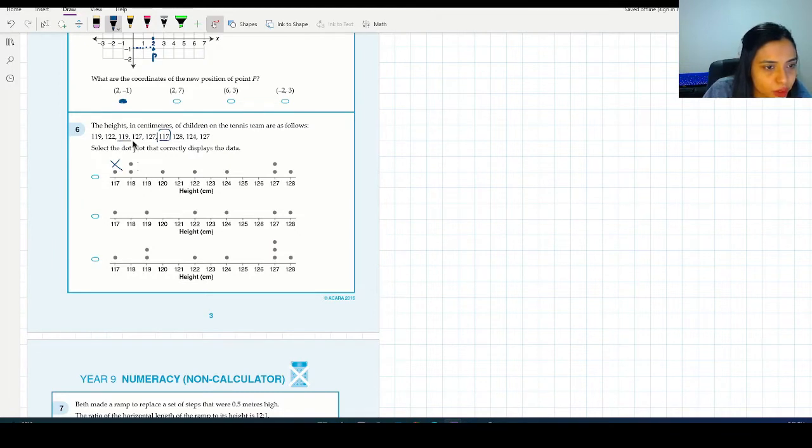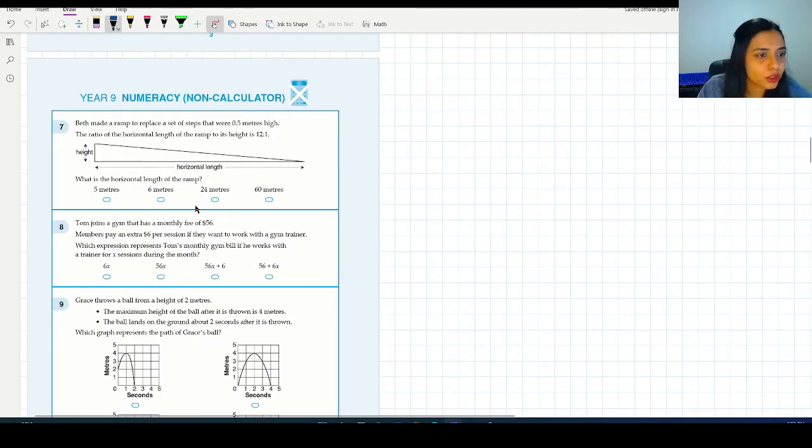Then we have 2 children that have a height of 119 centimeters, and this option is showing us just 1 child with 119 centimeters of height, but this option here is showing us 2. So this is our answer. And we can just double check that. We should have no 120, 121 in our data points. We should have 122, yes, 124, 3 at 127, 1, 2, 3, and 1 at 128. Yeah, so that's our answer for sure.